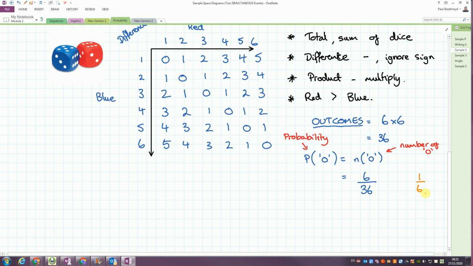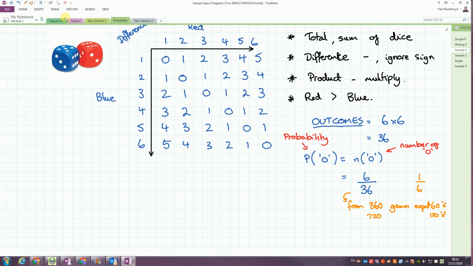And that means that if I had 360 games, I would expect to get 0 60 times. That's what we can read this as. So this means from 360 games, we expect 60 zeros. From 720 games, I'd expect 120 zeros. So this proportion describes how many of that answer I would expect to see.